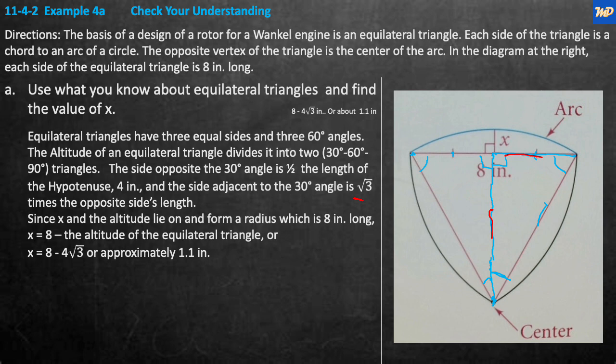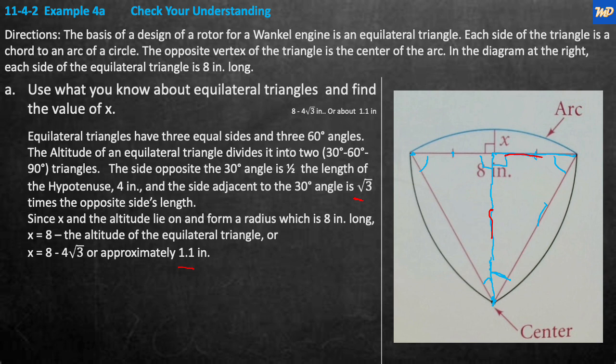Since X and the altitude lie on and form a radius, which is 8 inches long, X is equal to 8, the length of the radius, minus 4 square roots of 3, or approximately 1.1 inches.